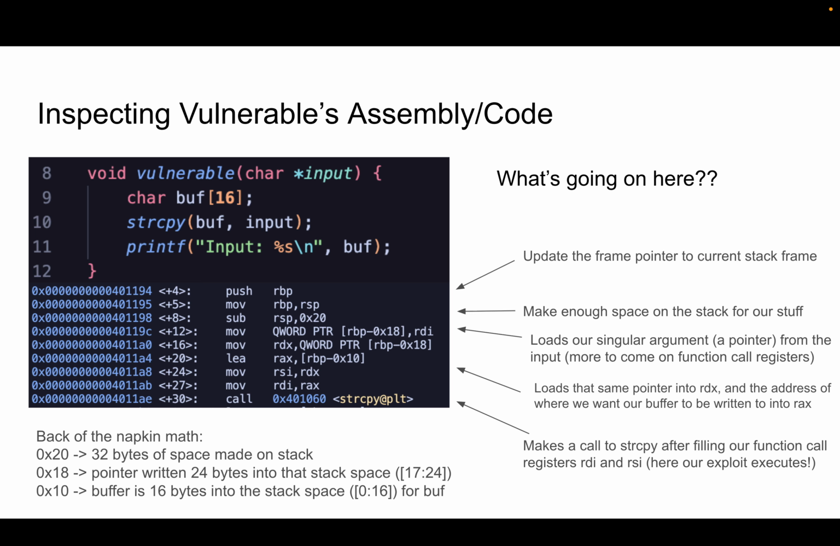0x18 is going to be us writing our 8 bytes of the character input string for the pointer, since addresses are 8 bytes, onto the stack space at bytes 17 through 24 inclusive. And then we're going to be writing our 16 bytes of the buffer. So the buffer is 16 bytes, taking up stack space from 0 to 16 bytes from the saved base pointer for our buffer.